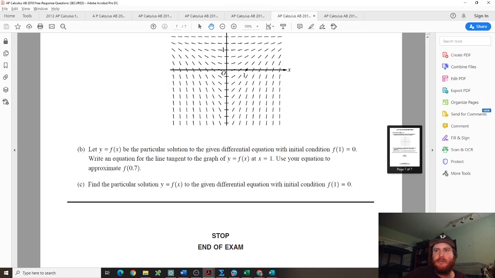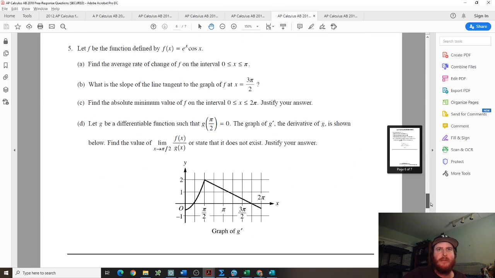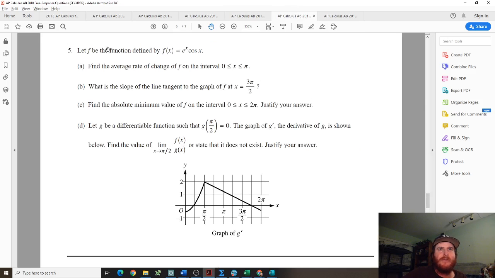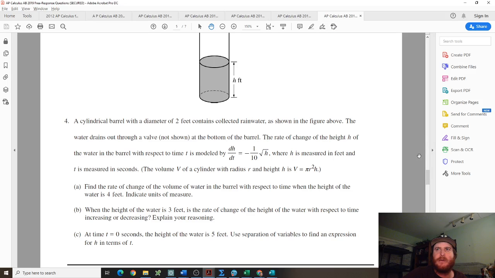Here we had question 5 was the weird one. So again, they gave us a function. They asked for average rate of change, slope of the tangent line, absolute minimum. It's really not that hard. It's just that it doesn't really fit into any of those other categories.